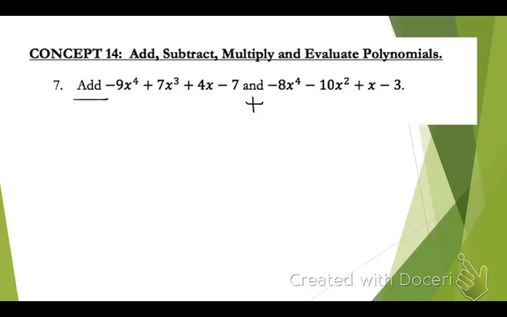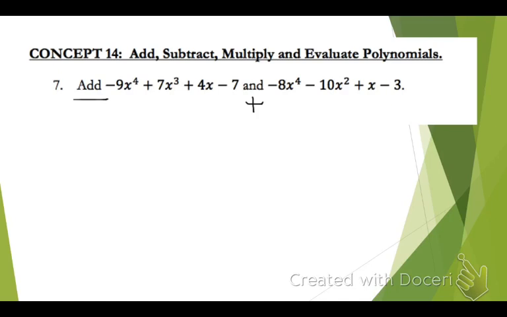Algebra 2, Unit 3 study guide. We're going to look at the Concept 14 problems. So those are numbers 7, 8, and 9. So in number 7, we're adding those two polynomials.